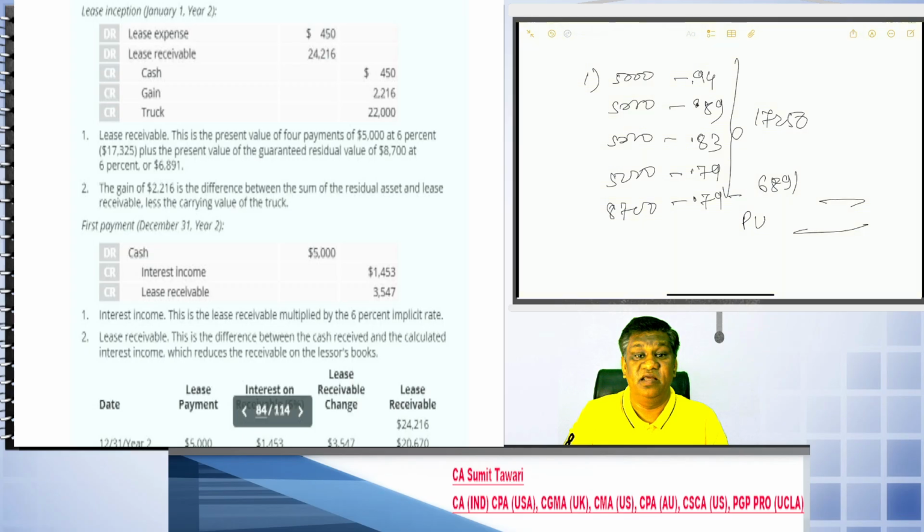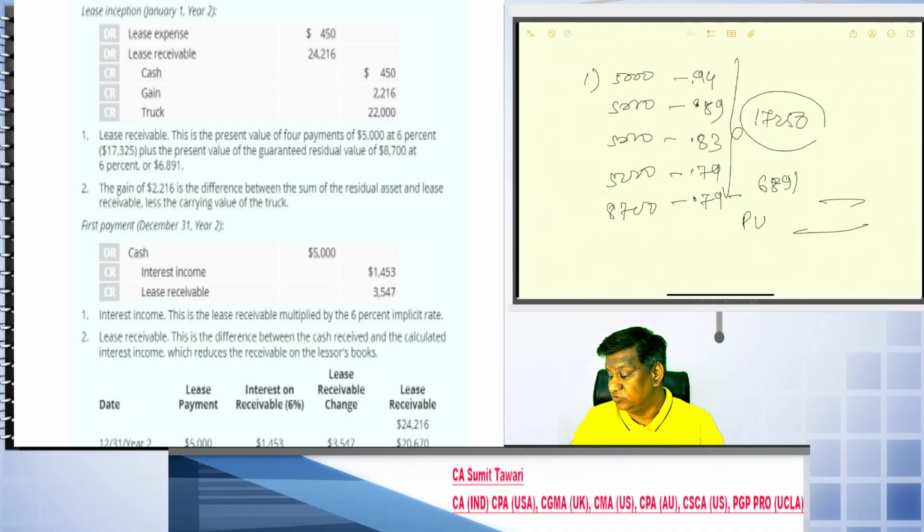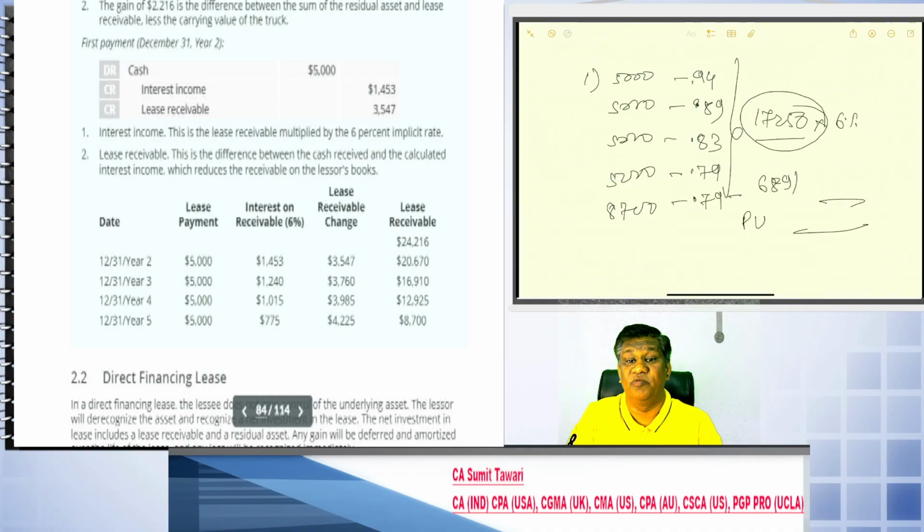Second, when we receive the first payment, cash is 5,000. Interest income is 1,453 and the lease receivable reduction is 3,547. That is 6% of the 17,250 in the first year, which gives you about 1,453, and the remaining amount reduces the lease receivable. So this is basically the amortization table. When we start with 24,216, the 5,000 is my lease payment, the interest is 1,453, and the lease receivable change is 3,547.